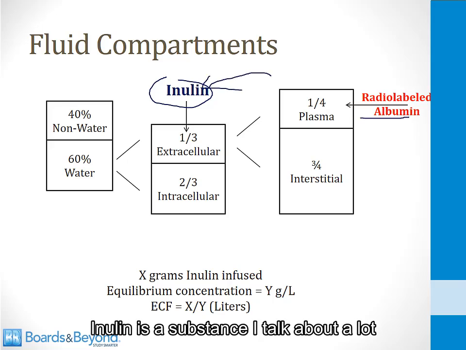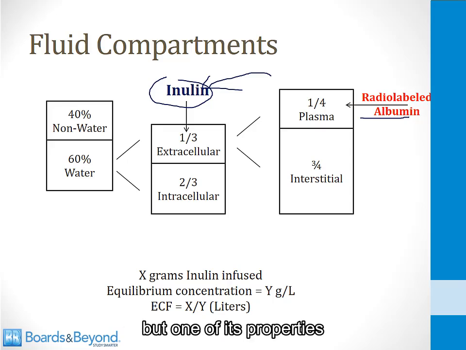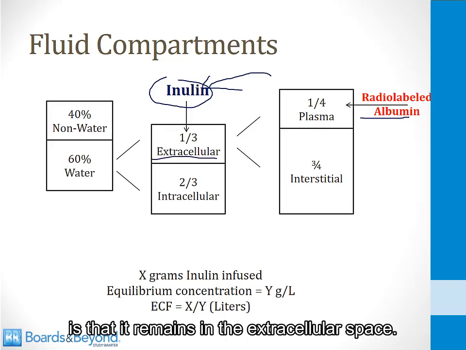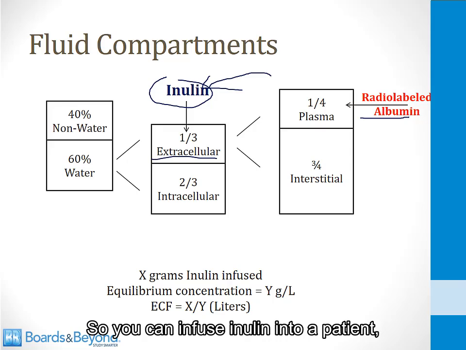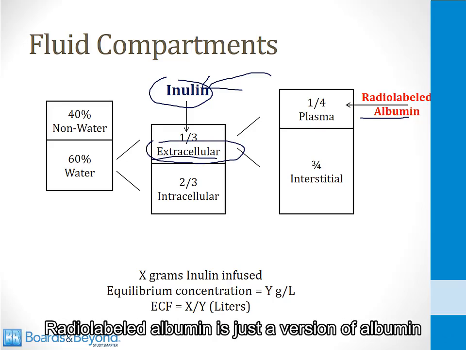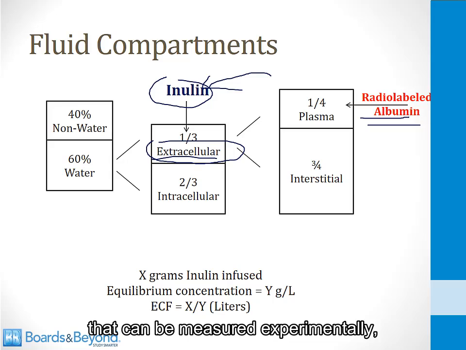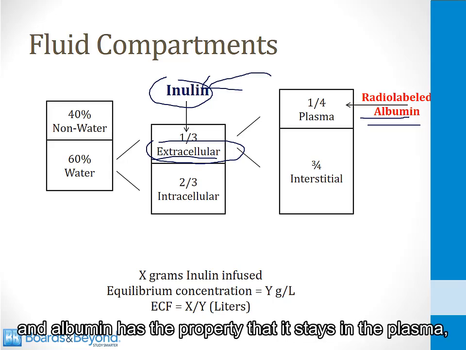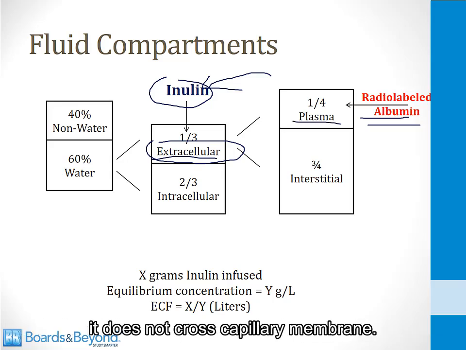Inulin is a substance I talk about a lot in the second renal physiology video because it can be used to estimate the glomerular filtration rate. But one of its properties is that it remains in the extracellular space, so you can infuse inulin into a patient, measure the concentration, and determine the volume of the extracellular fluid space. Radiolabeled albumin is just a version of albumin that can be measured experimentally, and albumin has the property that it stays in the plasma. It does not cross capillary membranes, so if you infuse radiolabeled albumin and measure the concentration, you can determine the plasma volume.